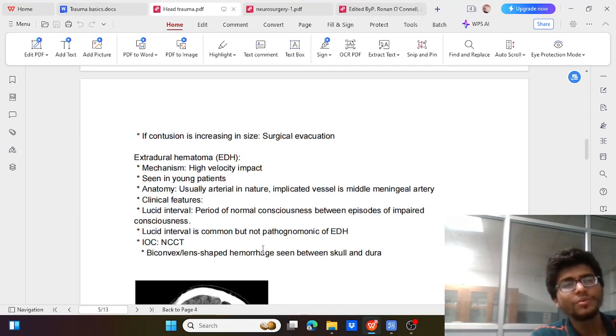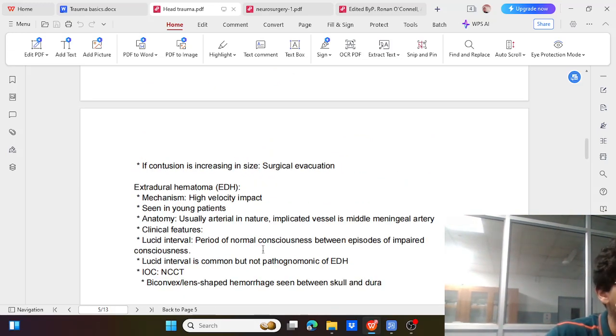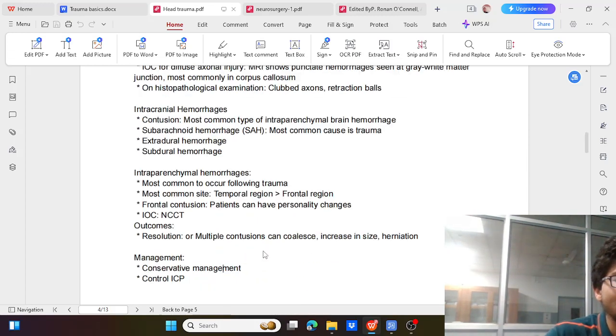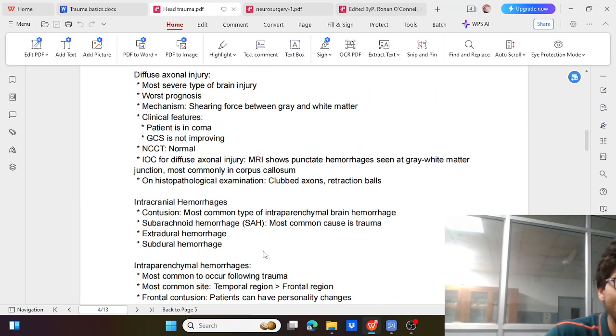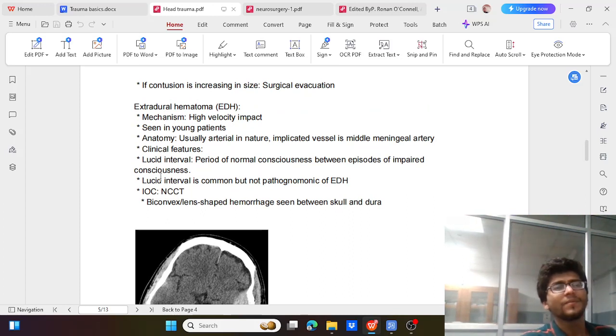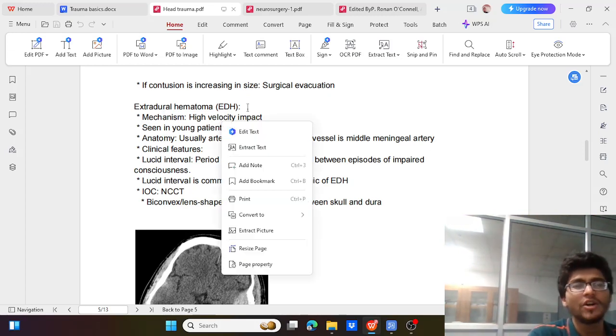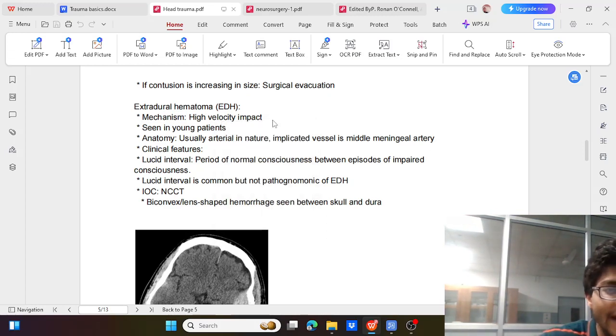Now coming to the next topic, the types of intracerebral bleed, or forms of traumatic brain injury. That is extradural hematoma, or extradural hemorrhage. As the name suggests, the bleeding is outside the dura, between the skull and the dura. So how does it occur?